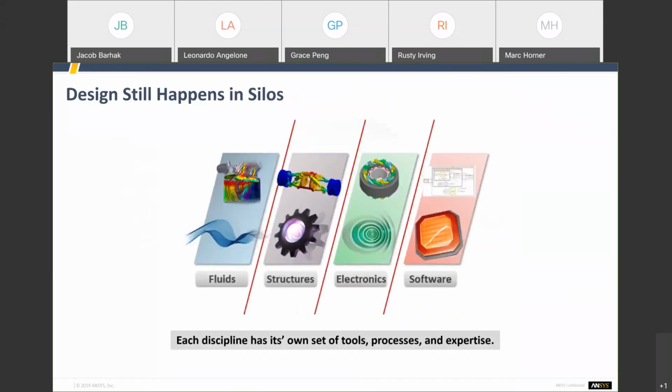One of the challenges facing industry today is that design still happens in silos. We have fluids engineers, structural engineers, electrical engineers, embedded software engineers, and all other kinds of engineers, all doing great work individually, using tools that at this time still tend to have their own sets of interfaces. The way a user interacts with that tool is very customized to the language, terminology, and setup that they're going to use for fluid simulation or mechanical or electronic simulation.